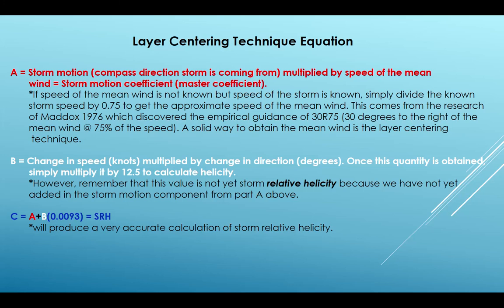we're discussing. Part B is the change in speed in knots multiplied by the change in direction in degrees. Once this quantity is obtained, simply multiply it by 12.5 to calculate helicity. However, remember that this value is not yet storm relative because we have not yet added in the storm motion component from part A above. And then finally, C, A plus B times 0.0093 equals SRH. This will produce a very accurate calculation of storm relative helicity for a wide range of atmospheric cases.